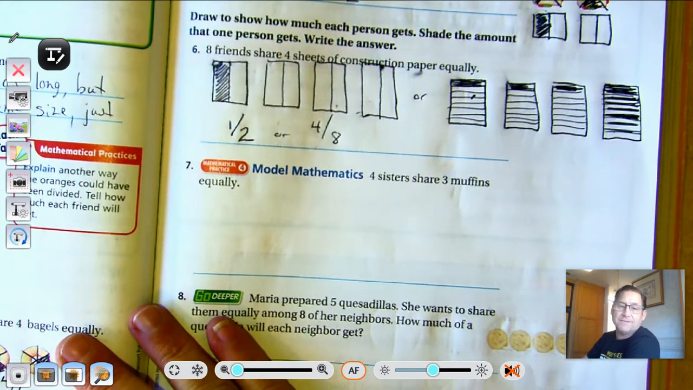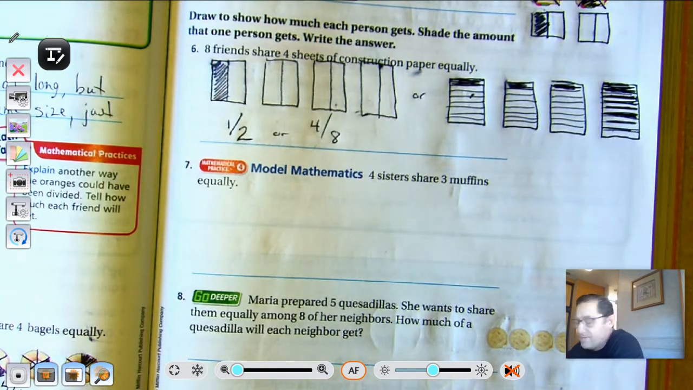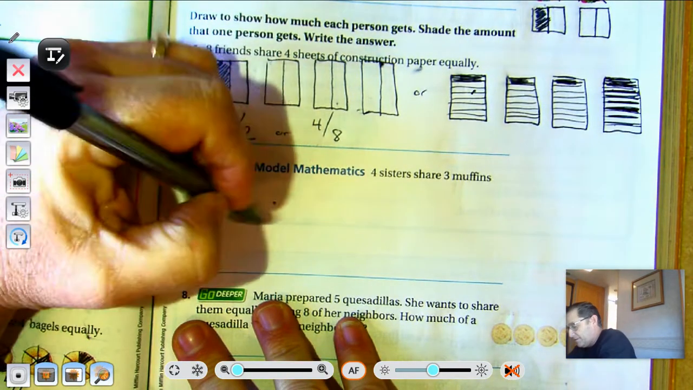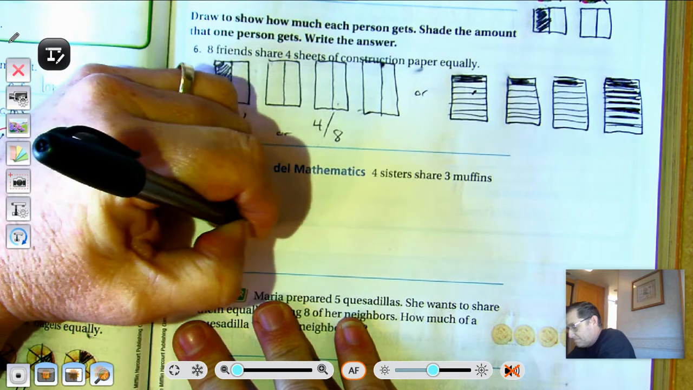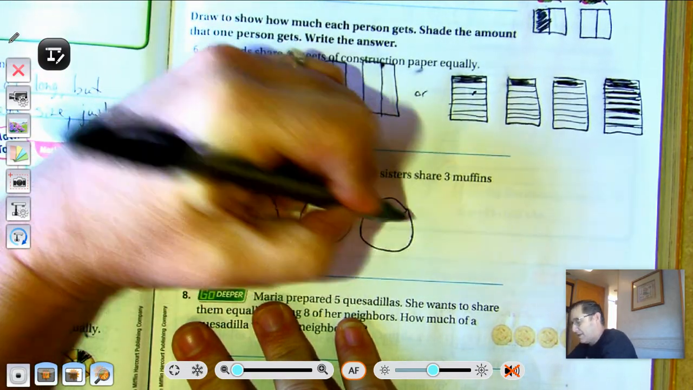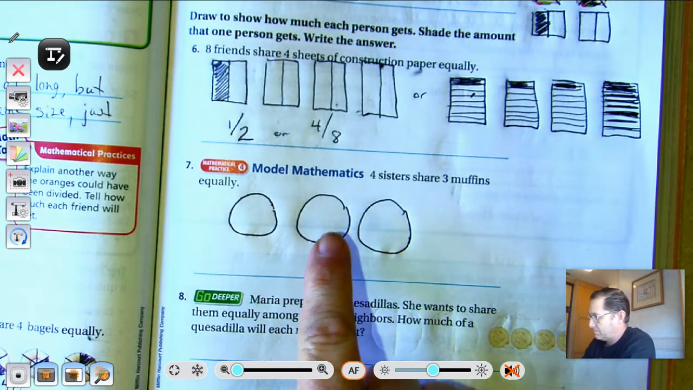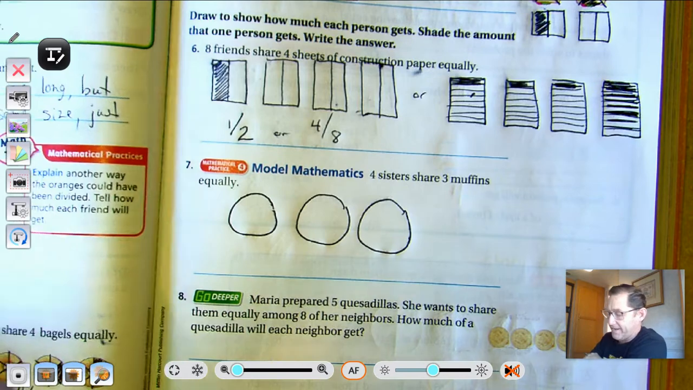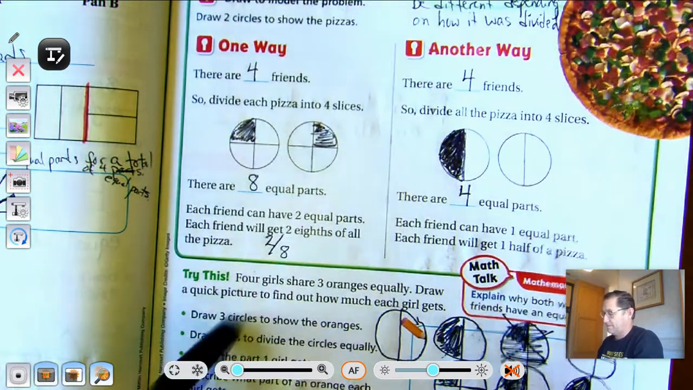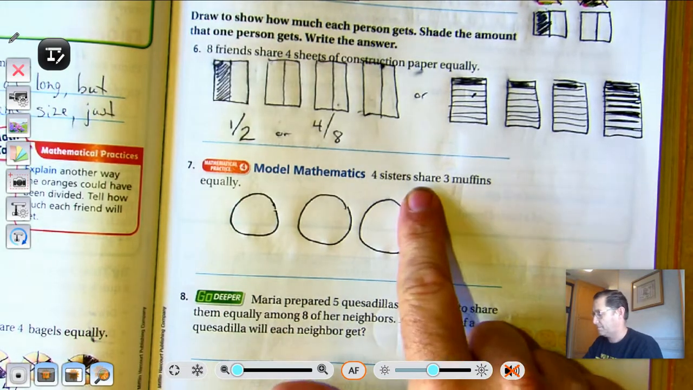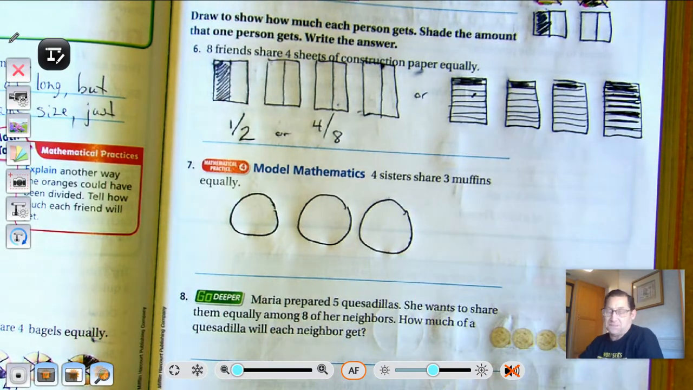All right, number 7. 4 sisters share 3 muffins equally. Okay, I'm just going to draw 3 circles. Well, this seems like the four friends sharing 3 oranges. 4 sisters share 3 muffins.